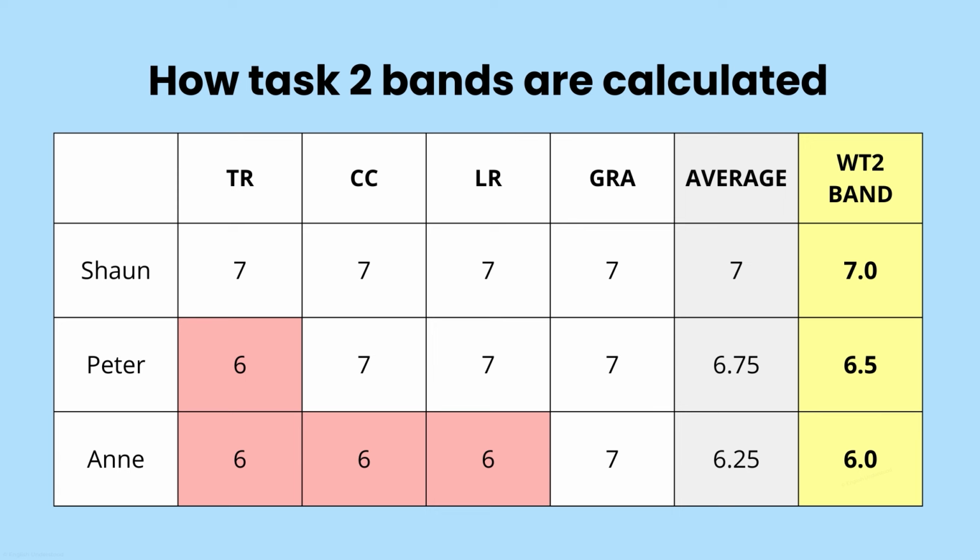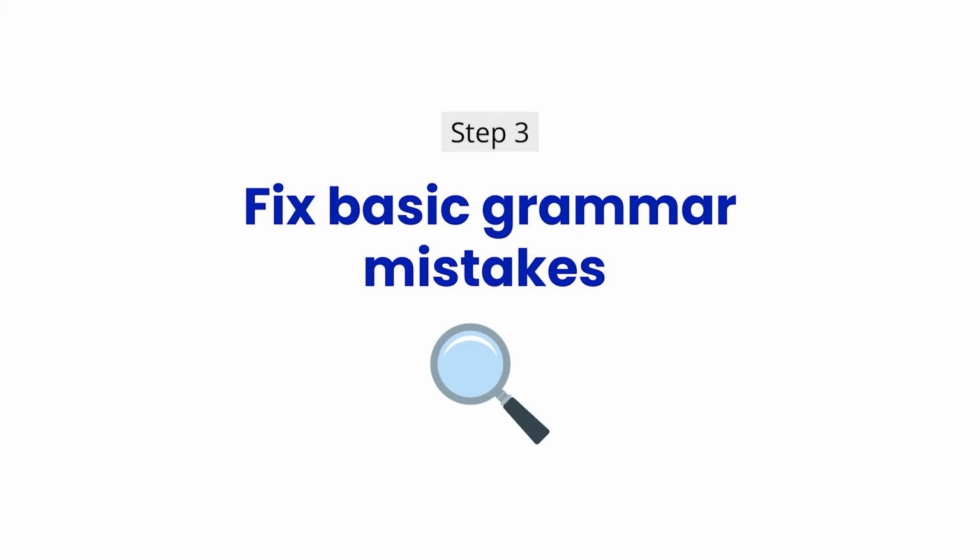So her average will be rounded down to a 6.0 for her writing task 2 band. So if you're trying to get a 7 in writing task 2, remember you need to get a 7 in all 4 of the criteria. So think about the band that you need to get for writing task 2 and then find out what you need to do for each of the scoring criteria. When you know what to do, then you can actually do those things.